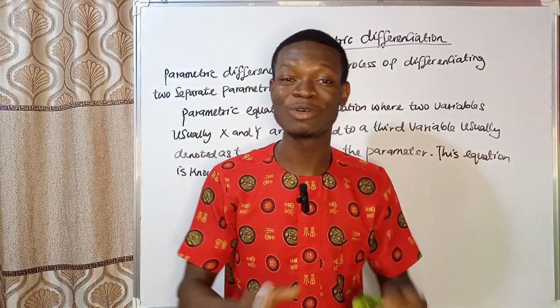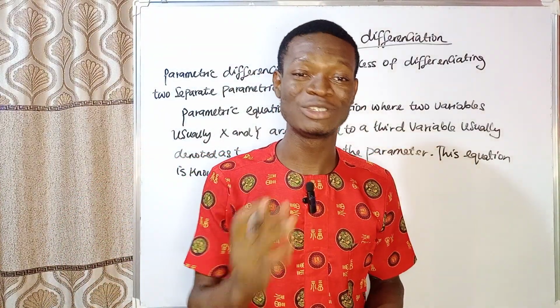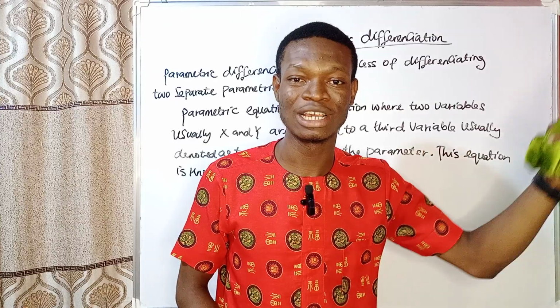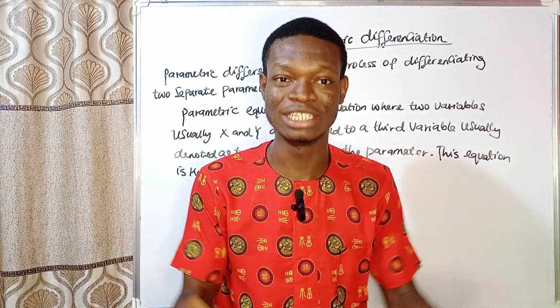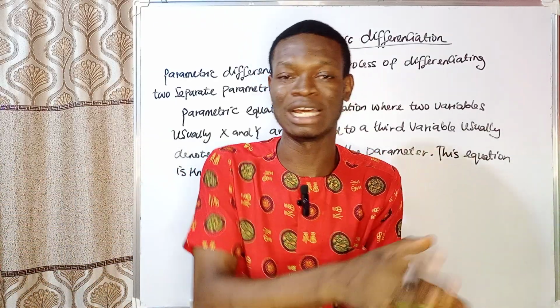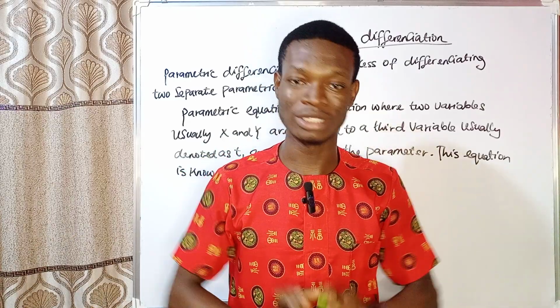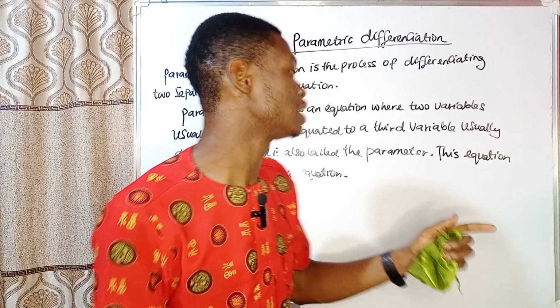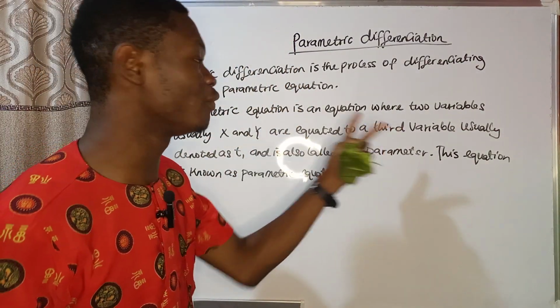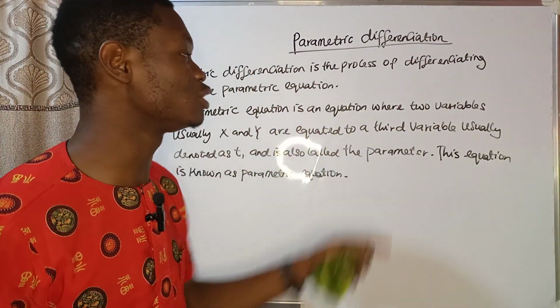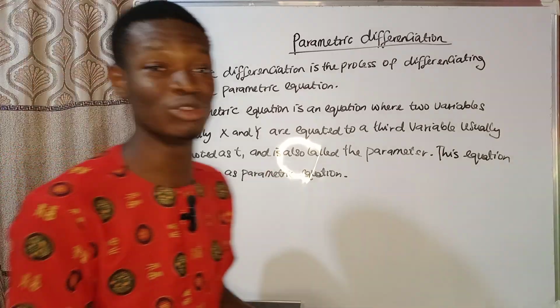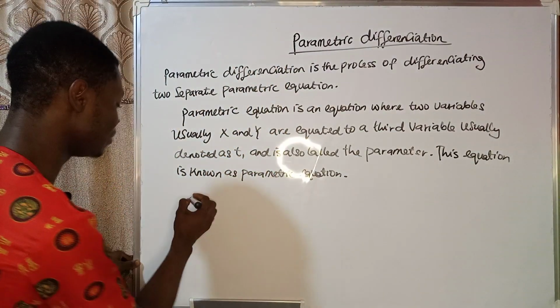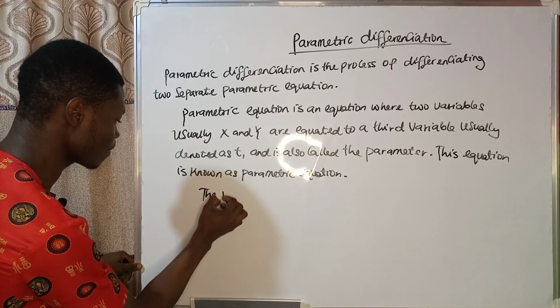This simply means normal differentiation. It's just that you differentiate two functions. After differentiating them, you bring them together and divide. So it's simple. Just normal differentiation we do. But the difference is that we have two variables, and they are equated to a third variable, usually denoted as t.